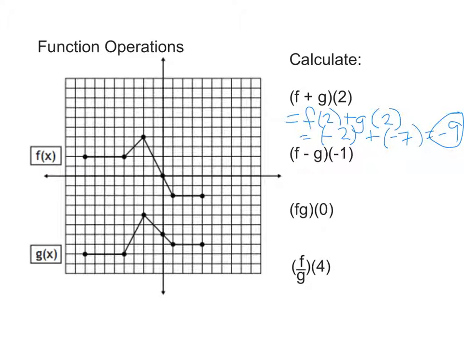So we'll do a similar thing with the other questions here. This one is f minus g of negative 1. So that means find f of negative 1 and subtract g of negative 1. So f of negative 1 is here. It's positive 2, right? That's 2 minus g of negative 1. So here's the g function at the bottom, negative 1, so it's right there. Negative 5. So f minus g of negative 1 would be equal to 7.